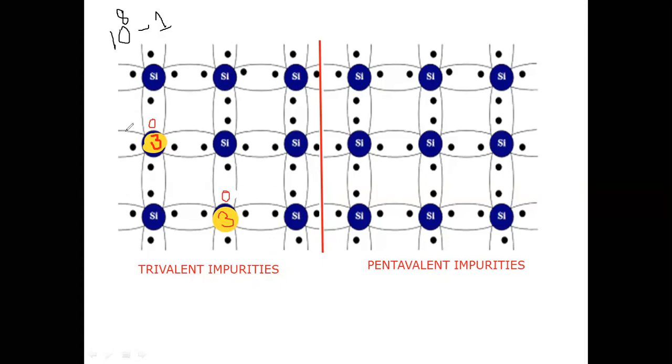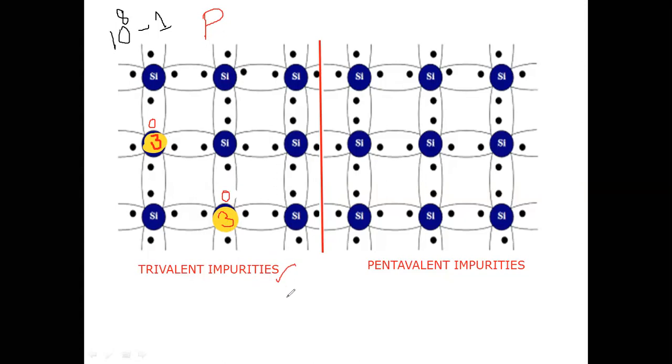So this is a semiconductor, half part of which is doped with trivalent impurities. Here holes are the majority charge carriers. That's why it's called a p-type semiconductor, because I am doping it with trivalent impurity atoms.